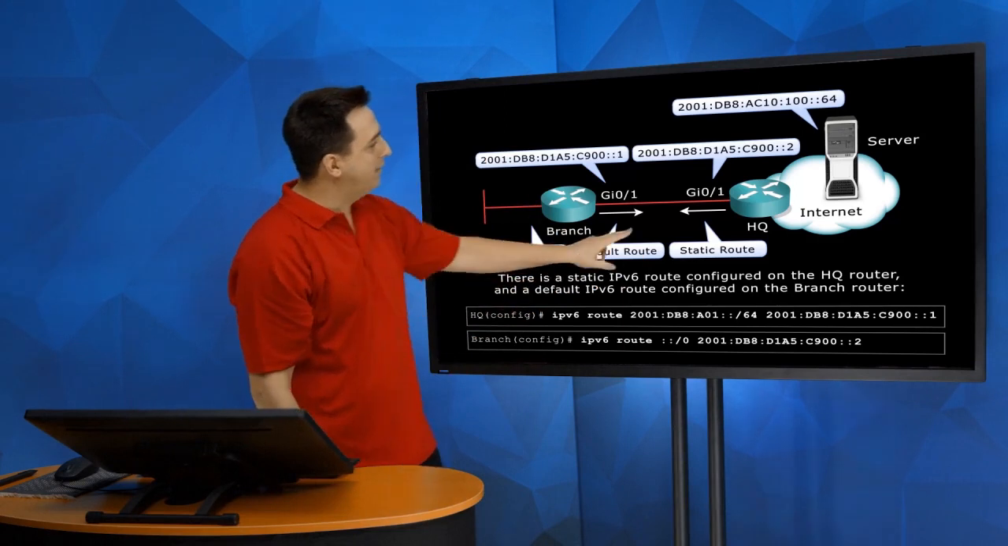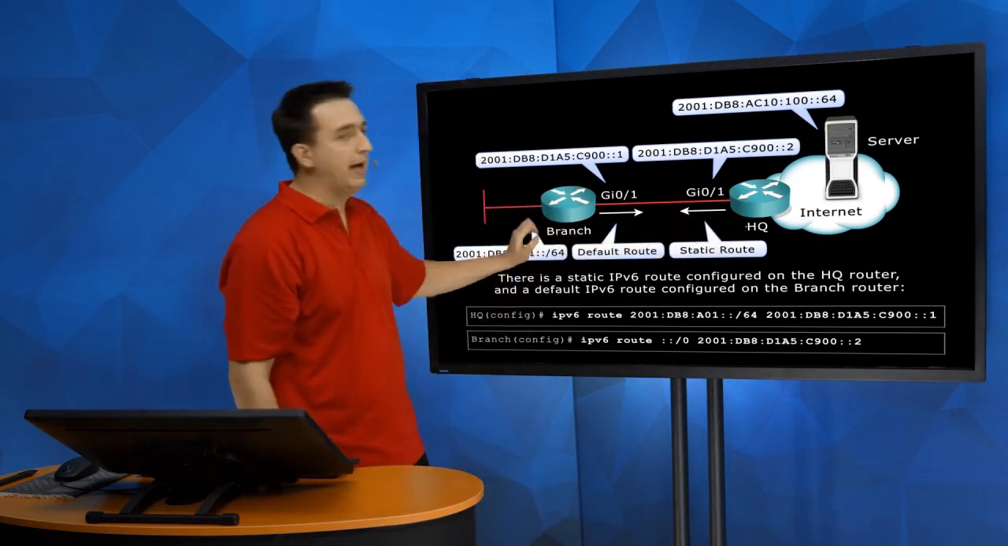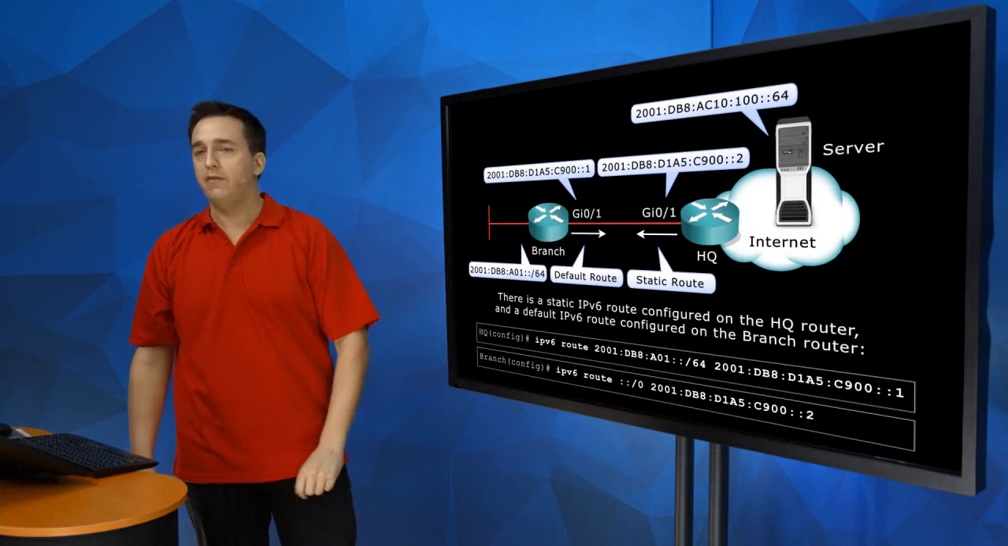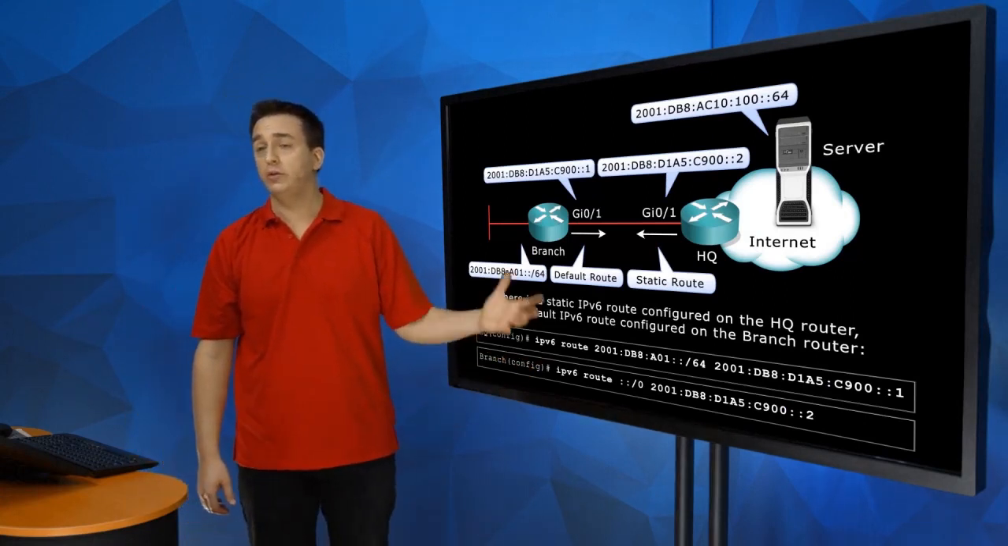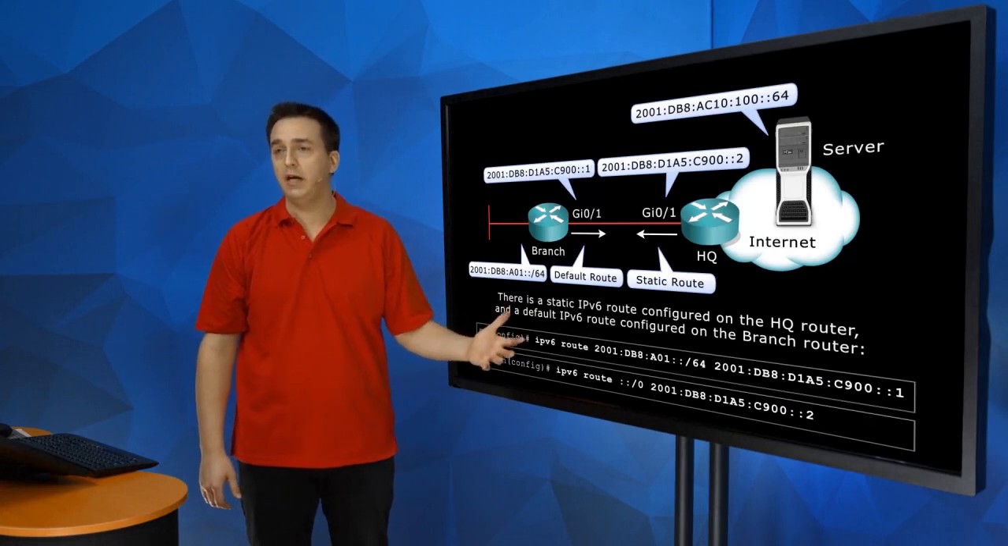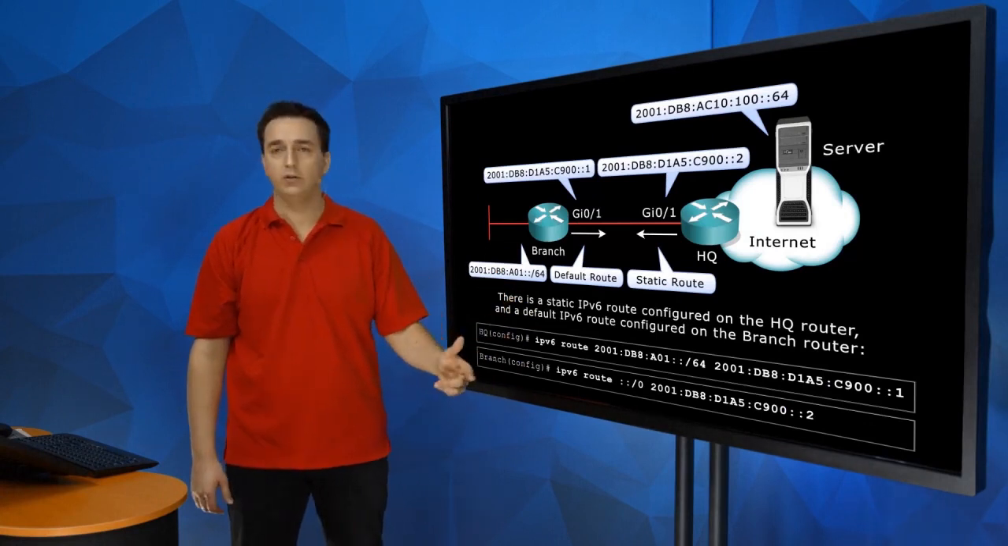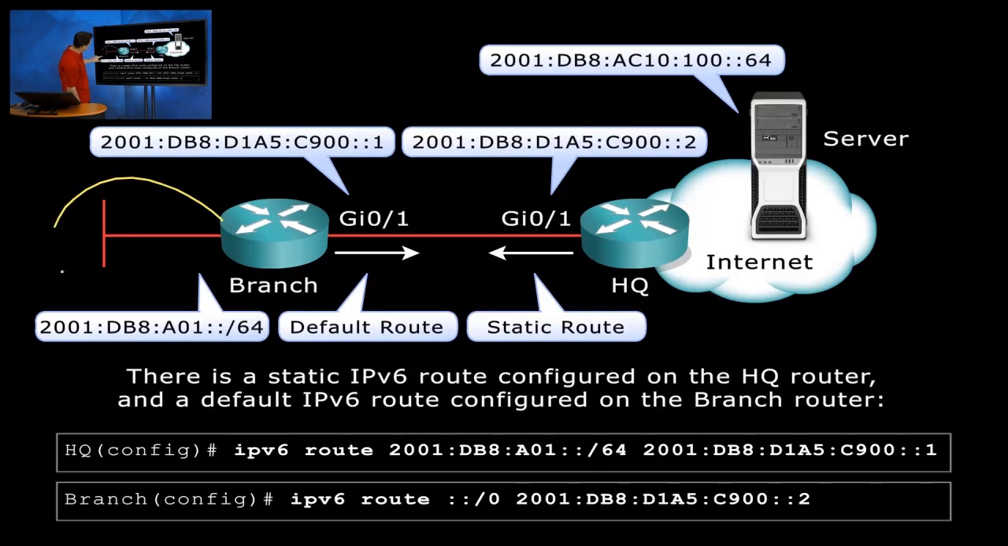So first of all, I'm going to create the static route from HQ back to branch. And there's the example we have down below for HQ. It says IPv6 route, then the network we want to reach. So in this case, we want to reach 2001:DB8:A01::/64, which is this network right here. So I've put that in. Now, what's the next option?